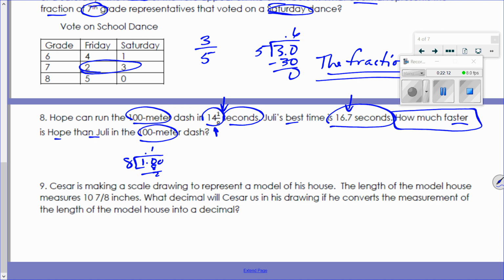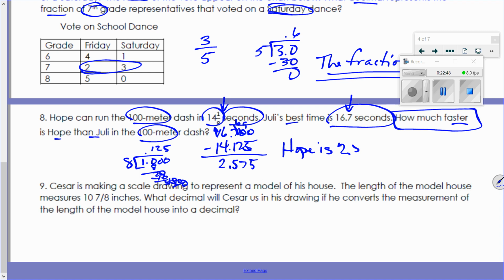Subtract 8 gives me a 2. 20 gives me a 16. 5, and now we're at 0. So that becomes 14 and 125 thousandths. I'm going to subtract that from 16 and 7/10. If I don't have spots, I just add zeros above it. 7 becomes a 6, going down, so that's now 5, 7, 5. My decimal comes straight down, 2. So Hope is 2 and 575 thousandths seconds better than Julie.